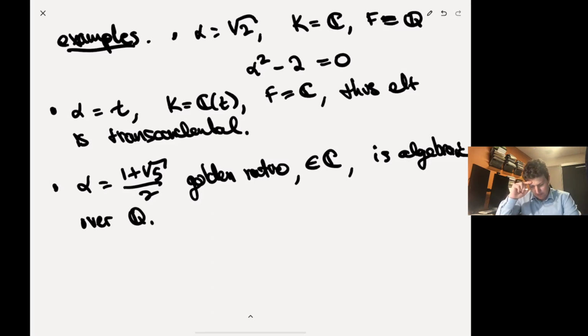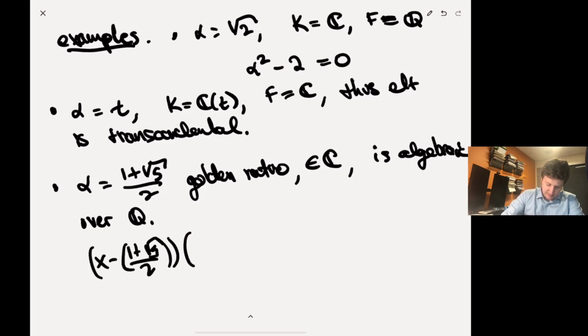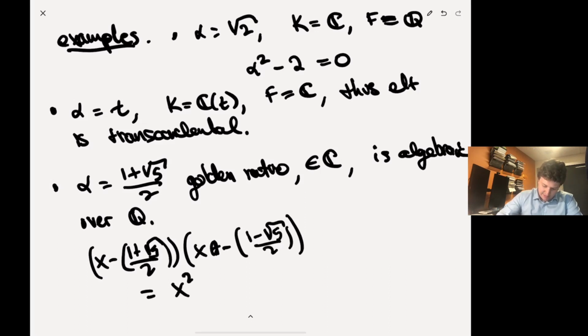I guess we need to write down some polynomial for it. So we have x minus (1 plus the square root of 5)/2, times x minus (1 minus the square root of 5)/2. So this becomes x squared, and then we add these, so minus, minus... Let's see, this should be a minus minus. So then this just becomes 1. Let's see, minus 2. So these two parts cancel.